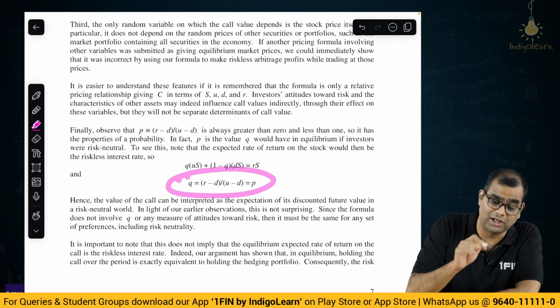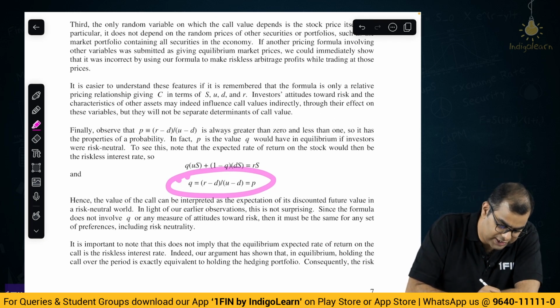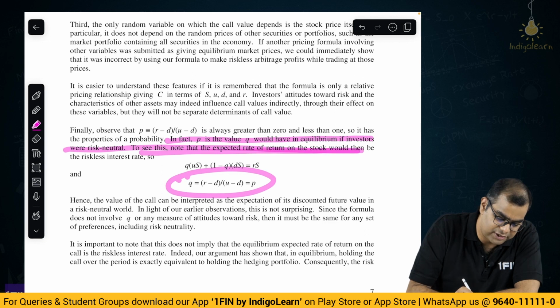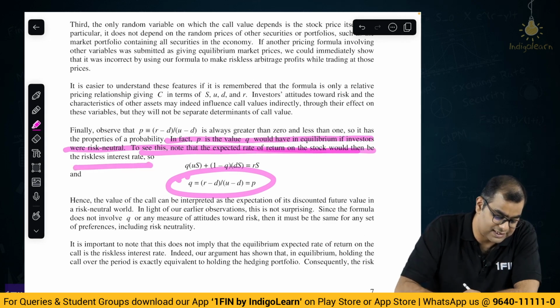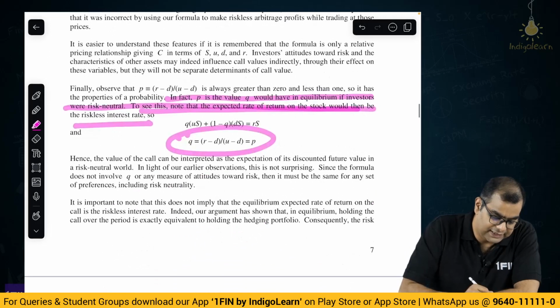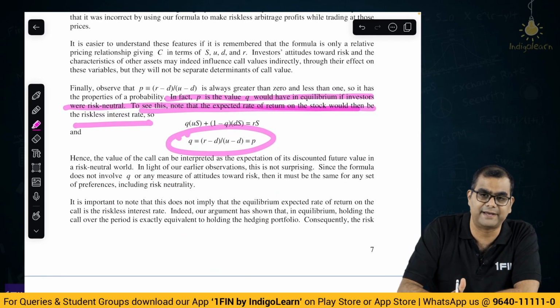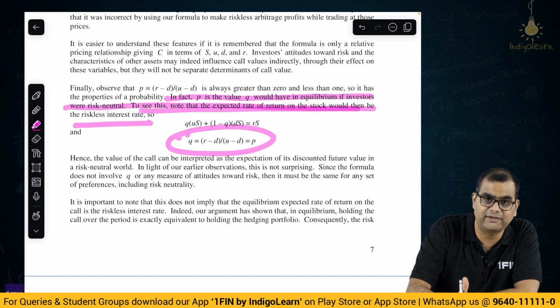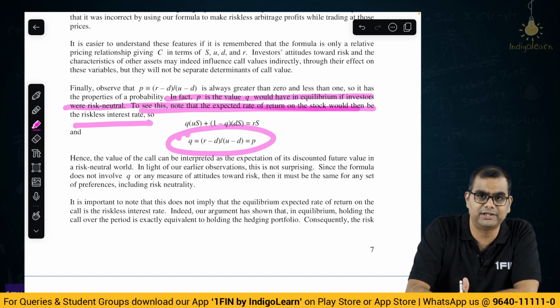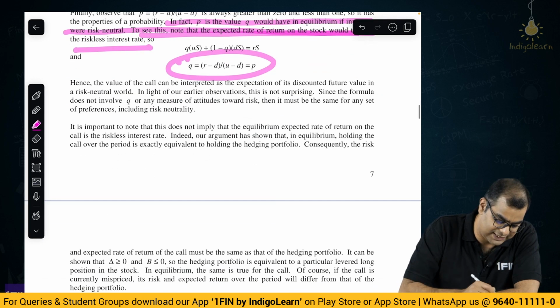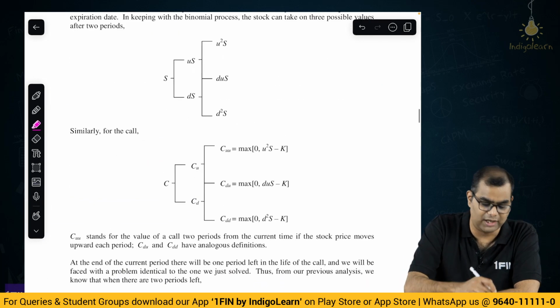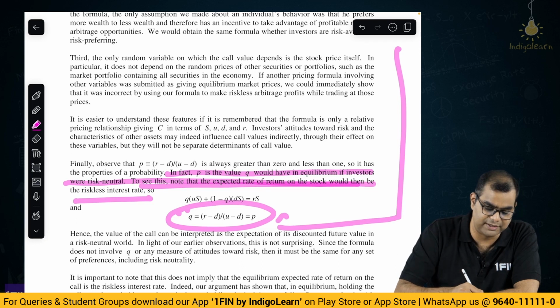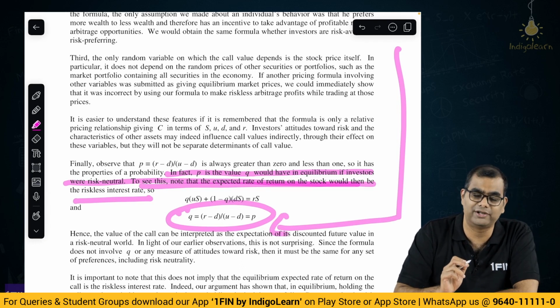And they have then derived risk neutral. Where is the whole concept of risk neutral coming in? Here in this, only on page 3 that concept of risk neutral is coming in. In fact, p is the value q would have in equilibrium if investors were risk neutral. To see this, note the expected return on a stock would then be the riskless interest rate. And then they have said that the probability in both cases is the same. So, the probability you arrive at in the risk neutral valuation as well as what you arrive at in (e^(rt) − d)/(u − d), both are the same. They have actually said that here, and then they have gone on to other things. They have said that both of them have the same probability. So, that also is one point that you have to highlight.